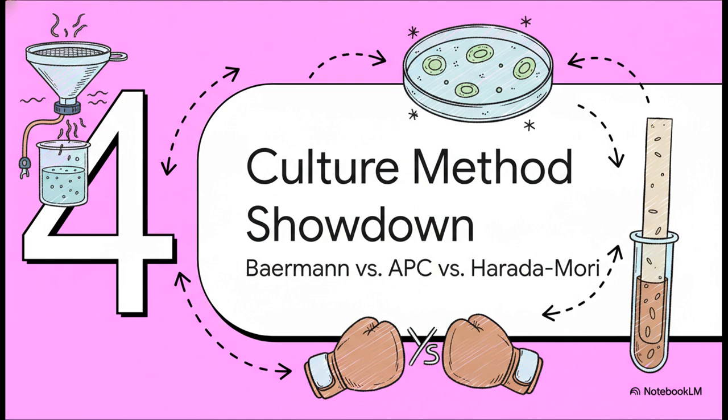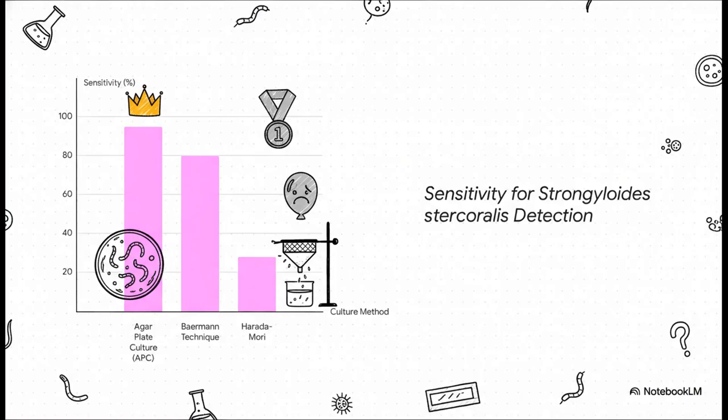Now, the Baermann technique isn't the only culture method out there. So how does it actually stack up against the other major players in the field? Let's put it head-to-head with agar plate culture and the Harada-Mori technique. When it comes to detecting Strongyloides stercoralis, the numbers are crystal clear. Agar plate culture, or APC, is the undisputed champion. The published sensitivity rates are phenomenal, pushing 95%, sometimes even higher.